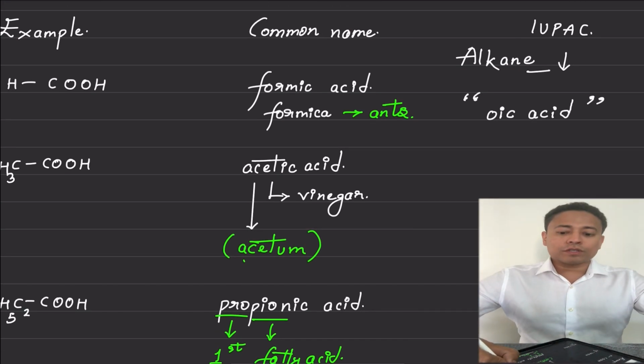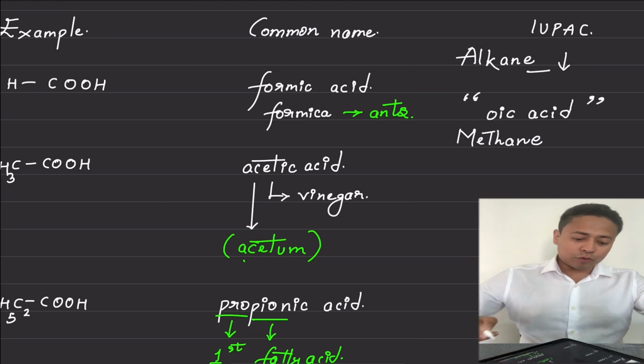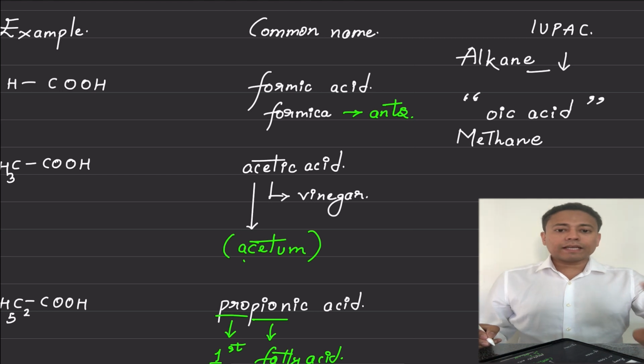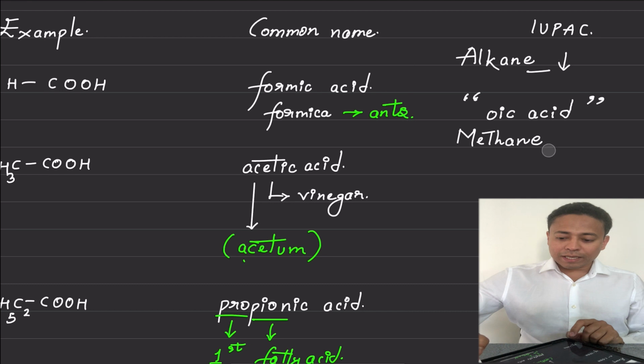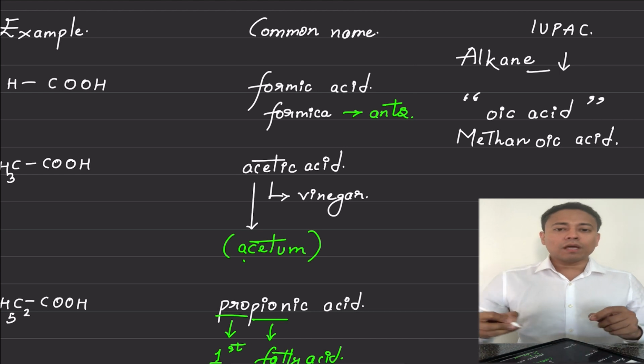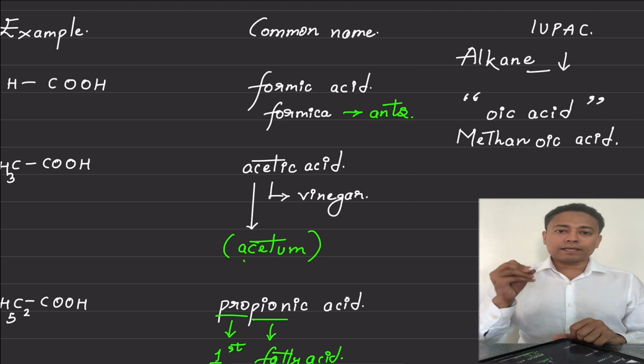If you observe the first compound, it has one carbon atom. Thus the alkane which has one carbon atom, I'm sure all of you are aware, is known as methane. So I will drop that E of methane and replace it by oic acid. The name of the given compound becomes methanoic acid. So we call it methanoic acid.